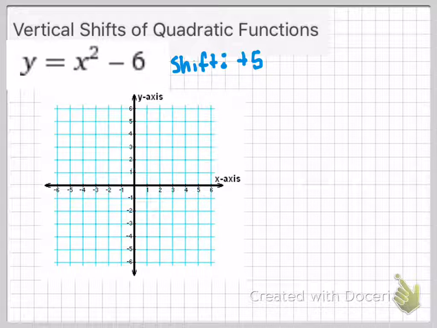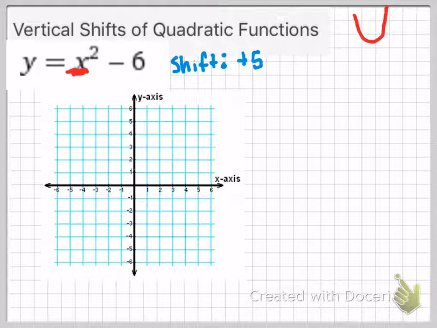Alright, let's review vertical shifts of quadratic functions. Let's recall that a quadratic function on a graph is a parabola, so it's got a U shape to it. With the x squared, if it's a positive or a negative in front, that tells us whether it opens up or down. In the case of this graph, we open up.